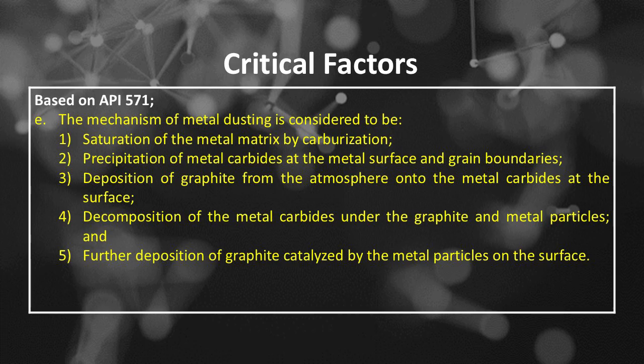E. The mechanism of metal dusting is considered to be: number 1, saturation of the metal matrix by carburization; number 2, precipitation of metal carbides at the metal surface and grain boundaries; number 3, deposition of graphite from the atmosphere onto the metal carbides at the surface; number 4, decomposition of the metal carbides under the graphite into metal particles; and number 5, further deposition of graphite catalyzed by the metal particles on the surface.